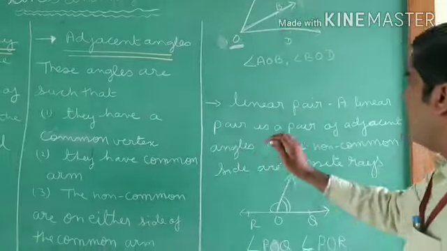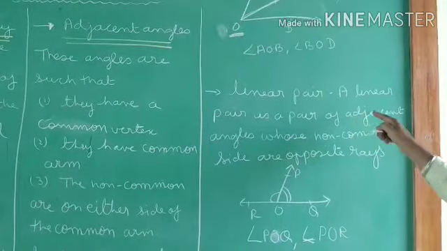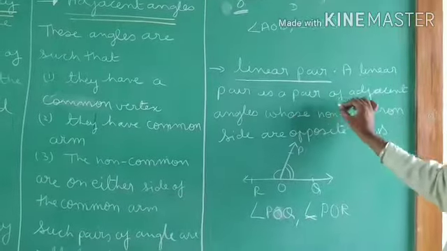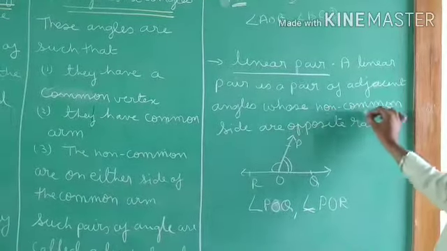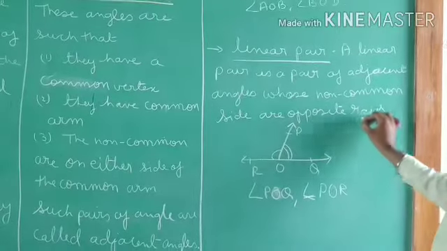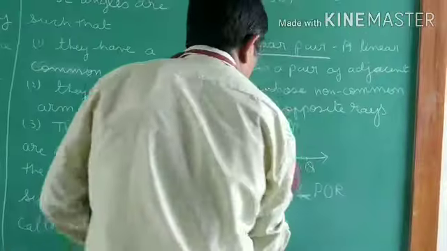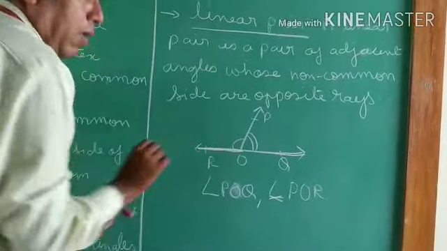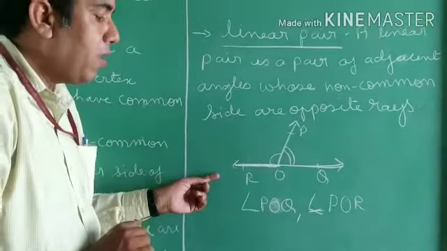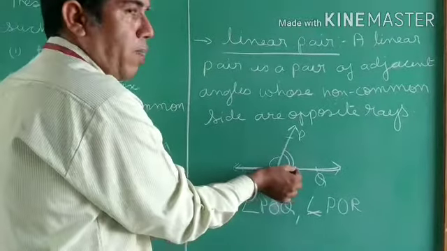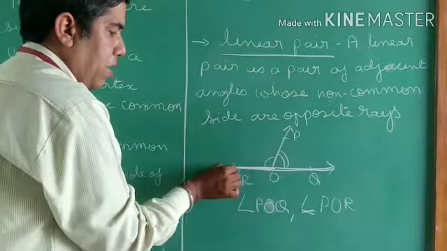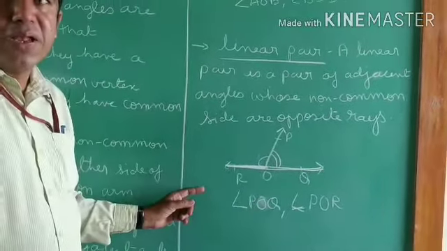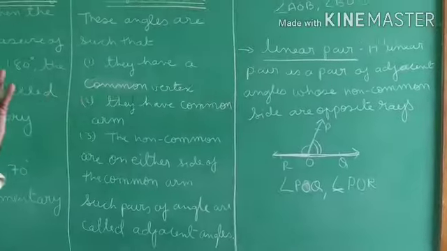Now, what is the meaning of linear pair? A linear pair is a pair of adjacent angles whose non-common sides are opposite rays. You can see here these two are opposite rays. One ray is this one and one just opposite. So they are called a linear pair. And one more property is there: a linear pair is formed on a single line. And you can see the sum of these two angles will be how much? 180 degrees.